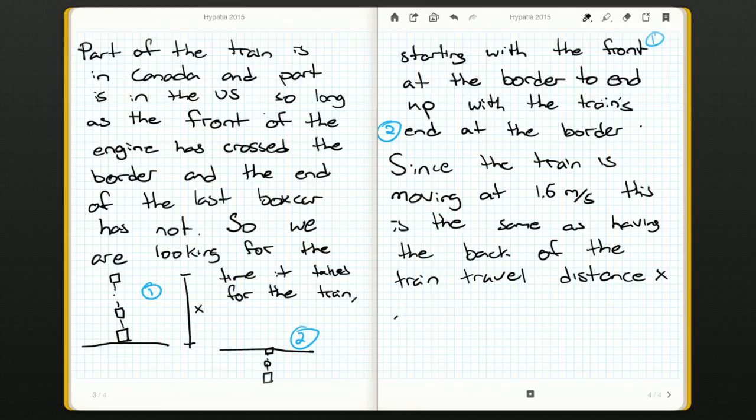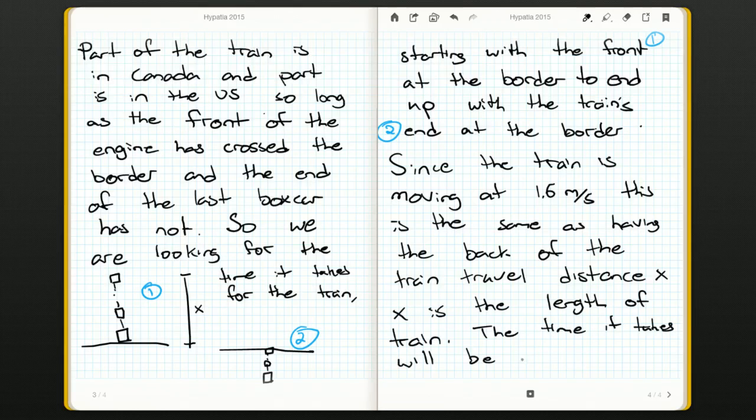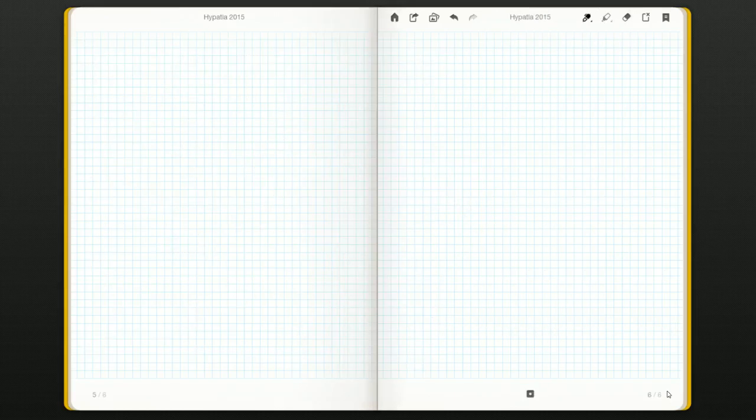Now x, the unknown length that we have to travel, is the length of the train. And the time that it takes for the very back of the train to travel this distance and end up at the border will be x divided by 1.6 meters per second. So all we need to do is figure out x, which is the length of the train.